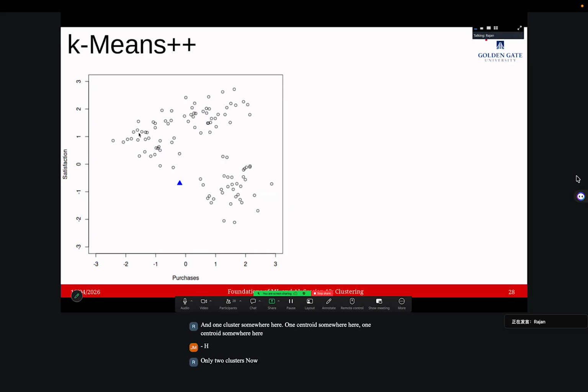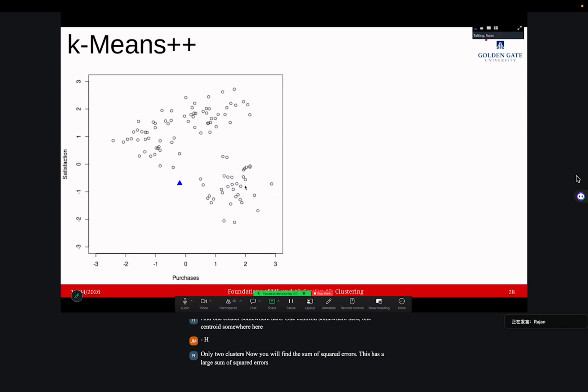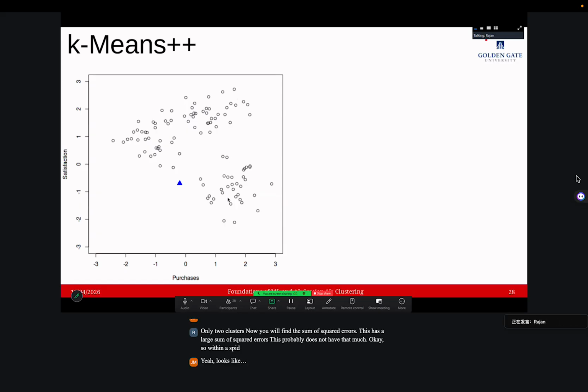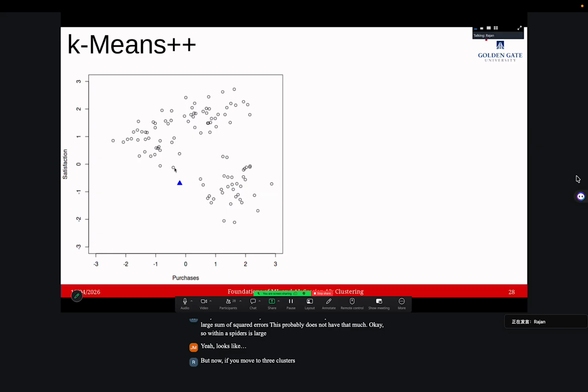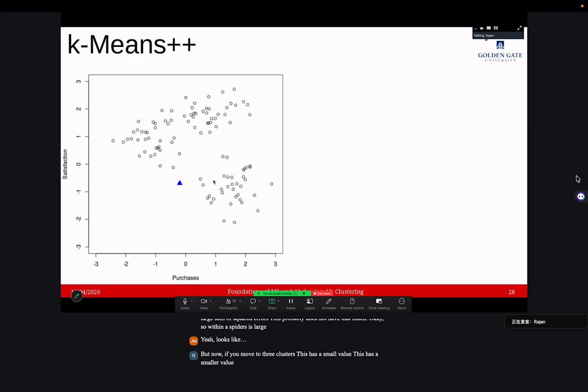Now you will find the sum of squared errors. Okay, this has a large sum of squared errors. This probably does not have that much. Yeah, so within two clusters the sum of squared errors is large. But now if you move to three clusters, this has a small value, this has a smaller value, this has the same value, and the sum of all these three will be smaller than what we had in the previous case.